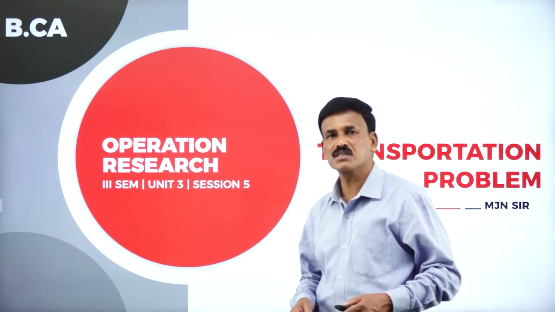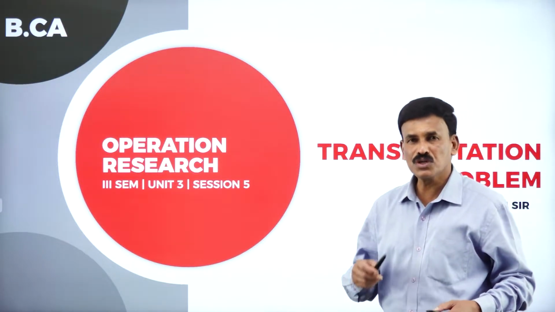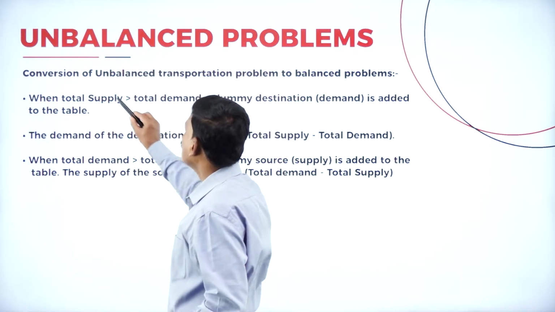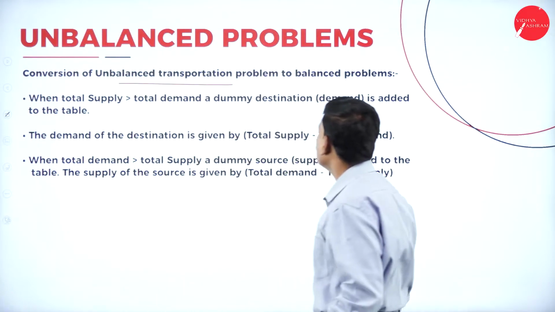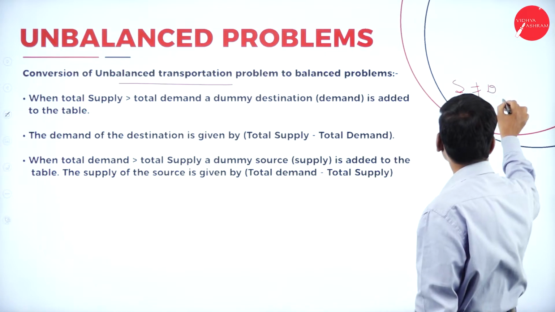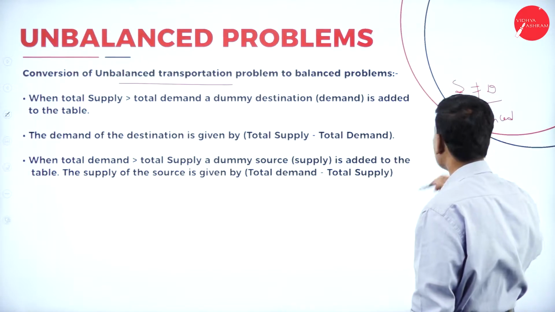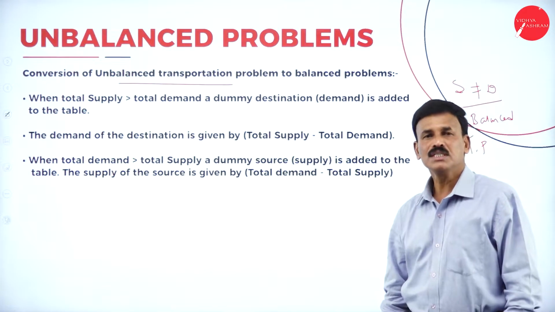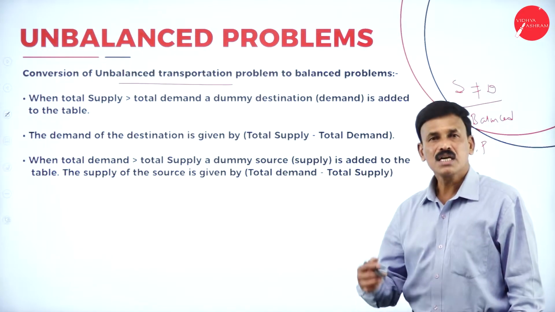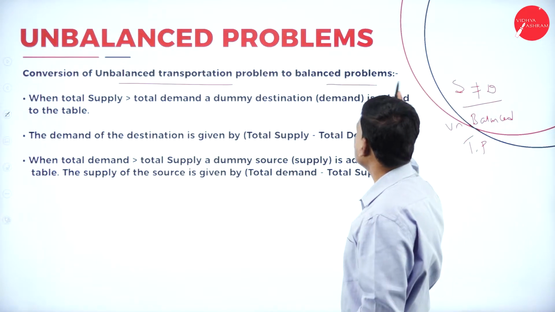Now let us learn what is meant by an unbalanced transportation problem and what conditions we are going to apply to solve it. Conversion of an unbalanced transportation problem into a balanced transportation problem. If the supply is not equal to demand, then the problem is said to be an unbalanced transportation problem. So how do we convert an unbalanced transportation problem into a balanced one?